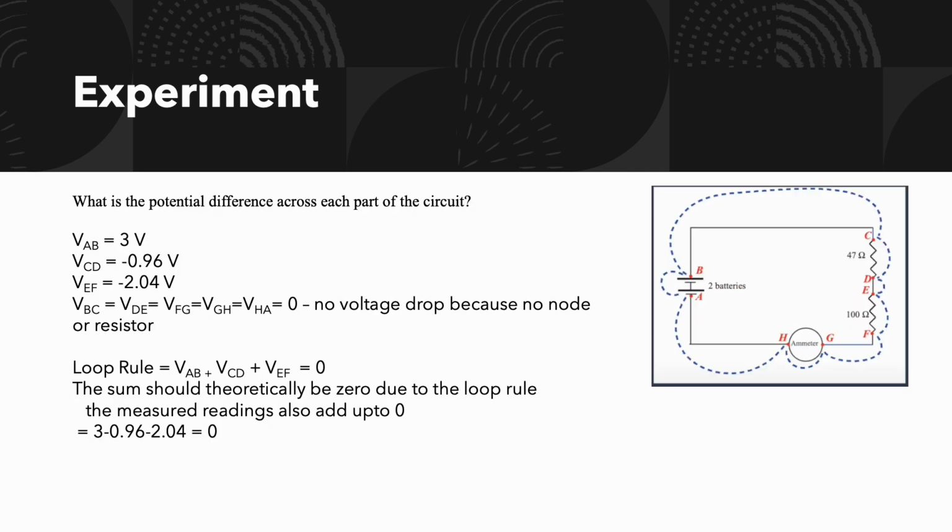Now we're asked to find the potential difference across each part of the circuit. Only points VA, VCD, and VEF have voltage drops, as there's either a resistor or a battery, but VBC, VDE, VFG, VGH, and VHA have a voltage drop of 0 as there's no battery or resistor in those locations. By following the loop rule, the sum of all the voltage drops should theoretically be 0. And if we add up all the measured readings, it does equate to 0.